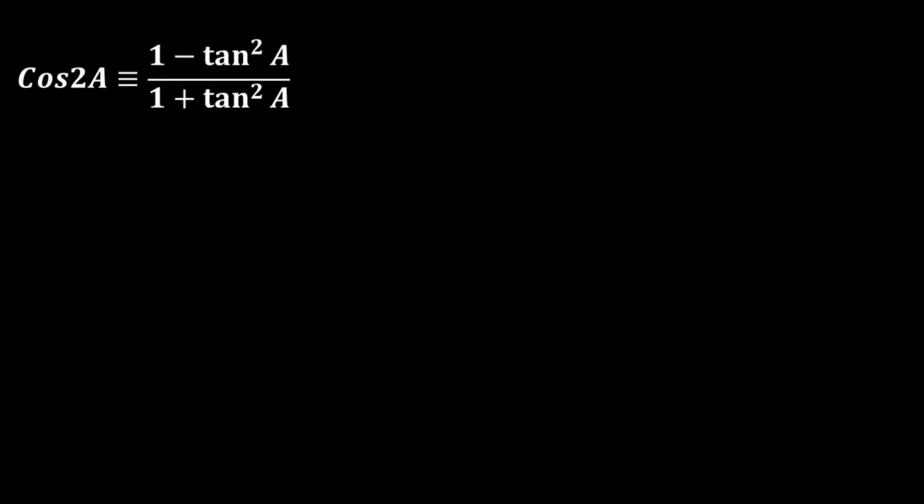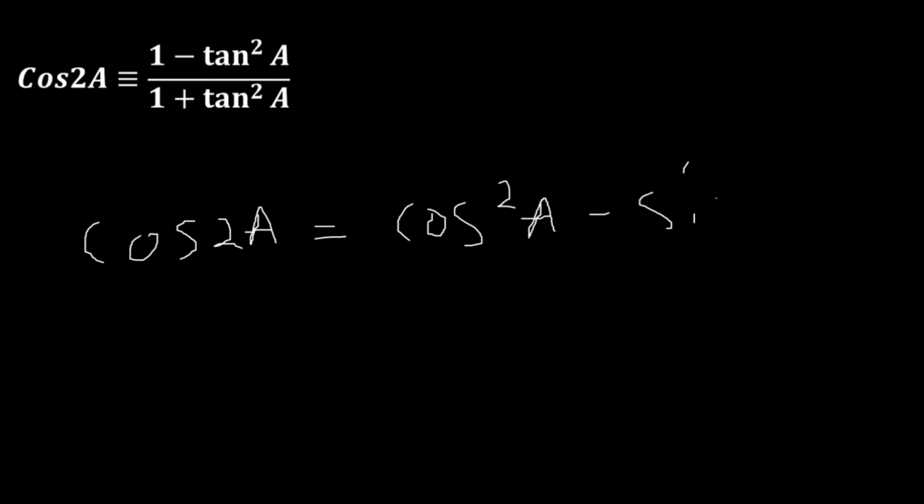Here I just show that cos 2a is equal to (1 minus tan square a) all over (1 plus tan square a). Let's get into it. A brief knowledge: you know that cos 2a is equal to what? Cos square a minus sine square a. And this is all from trigonometry.